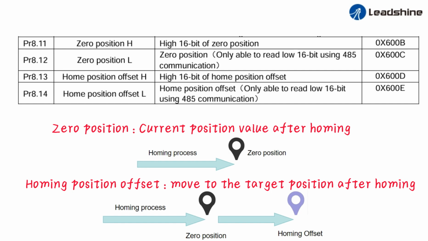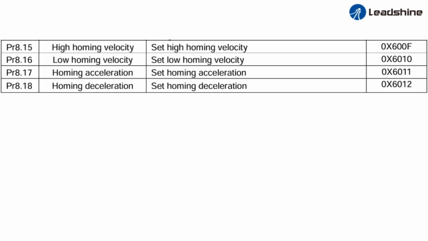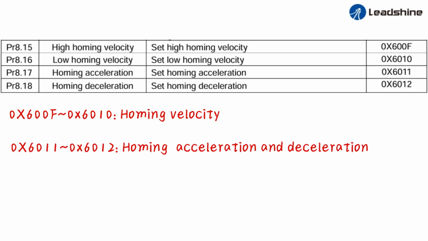PR 8.13 and PR 8.14 are used to set the homing position offset value. That means that after enabling the homing position offset function and setting the offset value, when the homing process is finished the motor will run to the specified position set in PR 8.13 and PR 8.14. PR 8.15 and PR 8.16 are used to configure the homing speed. PR 8.17 and PR 8.18 are acceleration and deceleration settings.